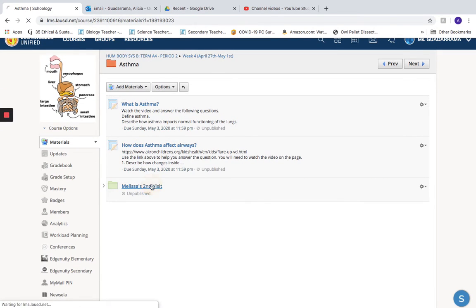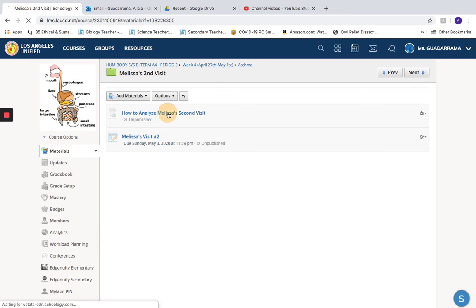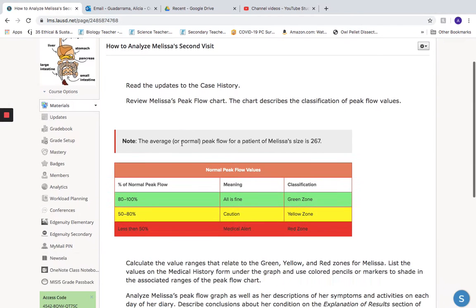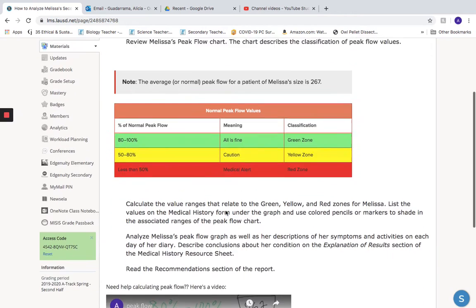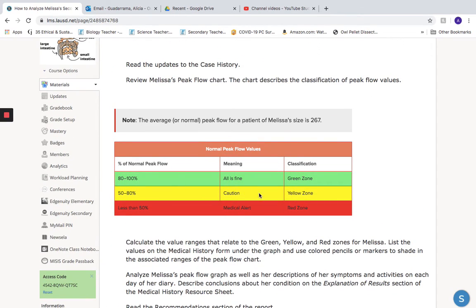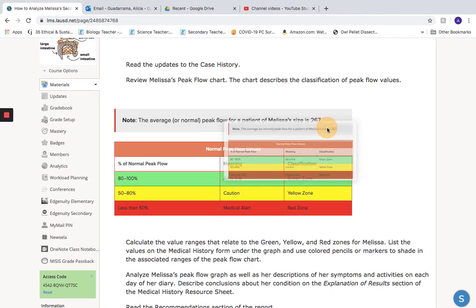And then Melissa's second visit. So we have how to analyze Melissa's second visit. You're going to see a peak flow chart that you have to color in. Either she's in her green, yellow, or red zones. The average peak flow is 267 for someone of Melissa's size.